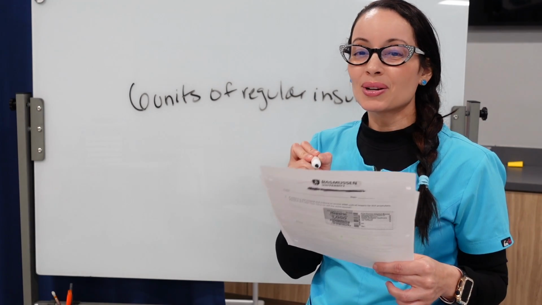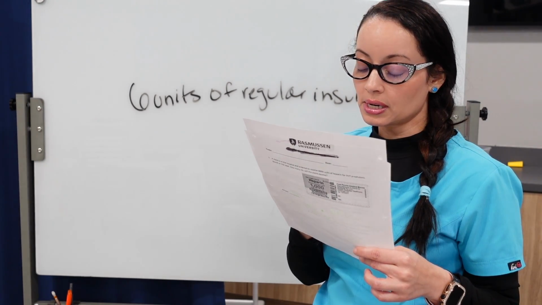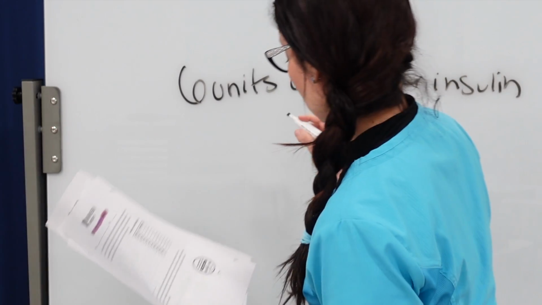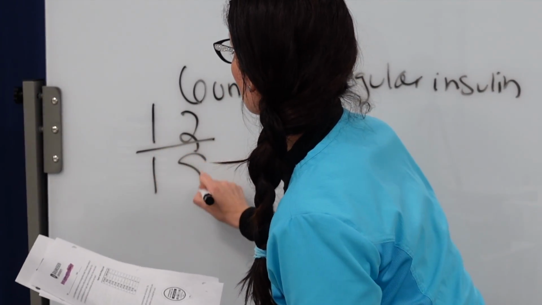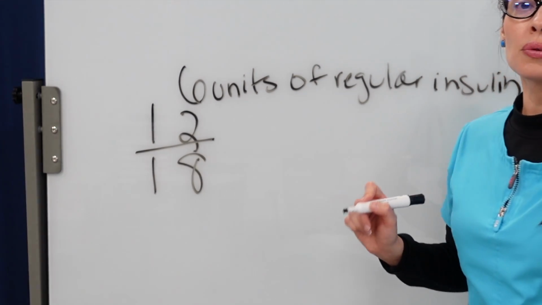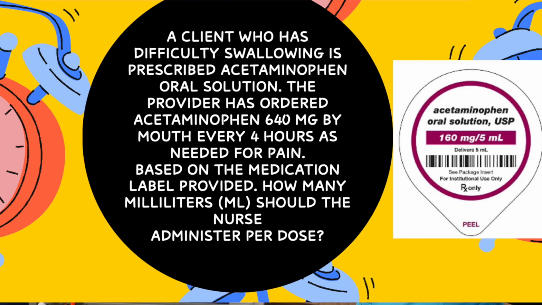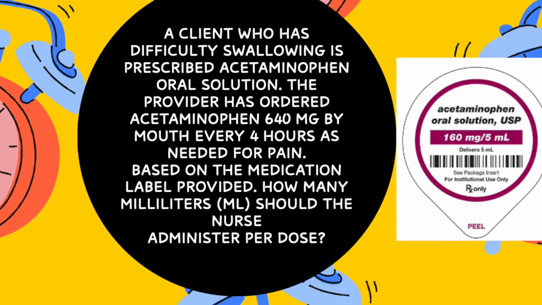The client's pre-meal blood glucose was 423. So you go to where 423 is, and you see that 423 is between 401 and 450, and that is 12 units. So all you're doing is 6 plus 12 equals 18 units. So that's the answer for number 3. It's 18 units. Number 4 in dimensional analysis: you could probably do number 4 in your head, but it's important that you understand how to do dimensional analysis.